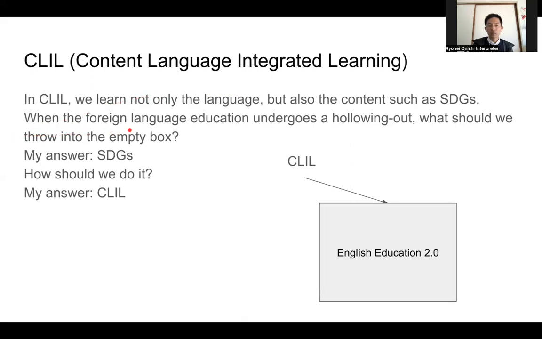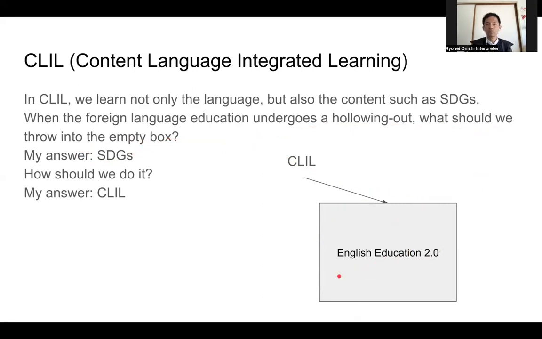Foreign language education is undergoing a hollowing out, which means there is nothing inside the box. So let's say this is the box of English education, but as I said before, English education is changing. Why? Because of AI and machine translation. So this box has almost no content inside. We have to think about what to put in this box of English education, right? So what should we throw into the empty box?